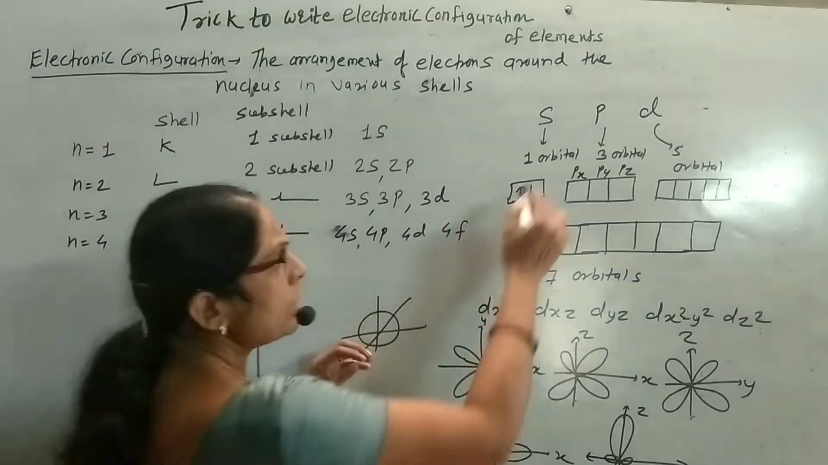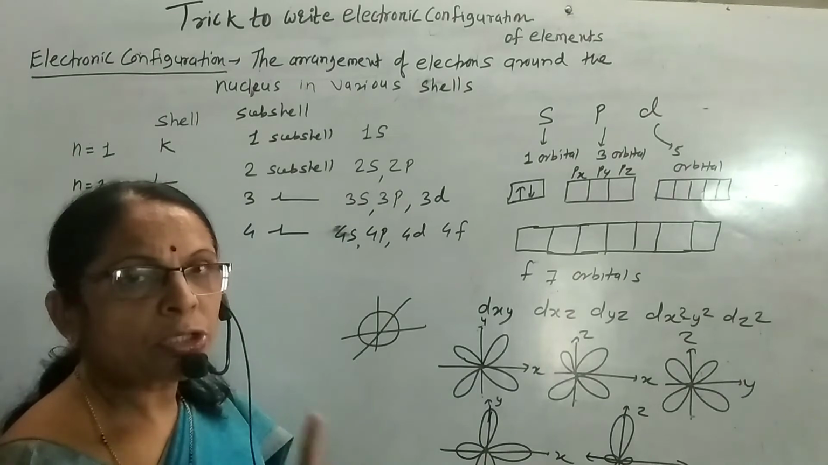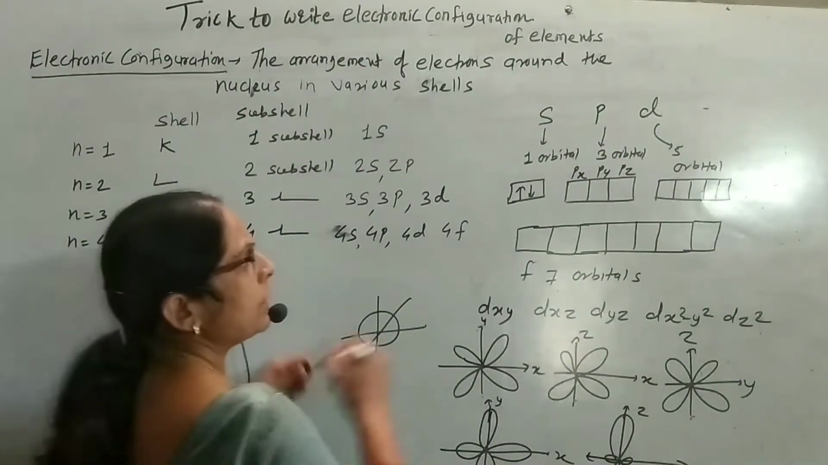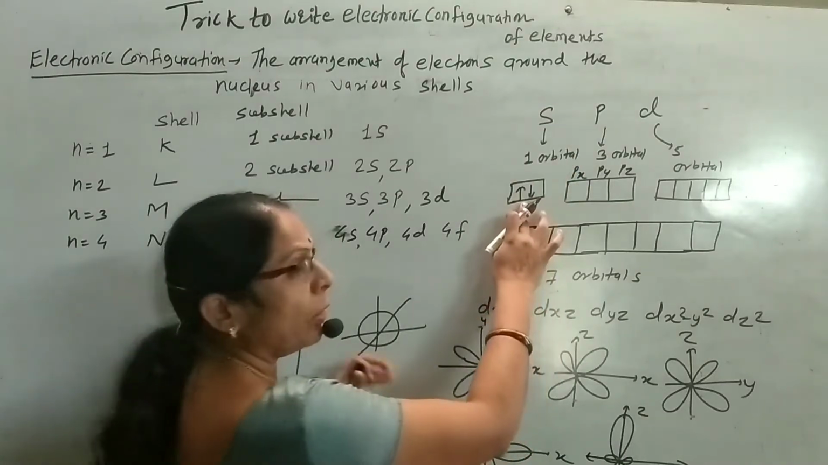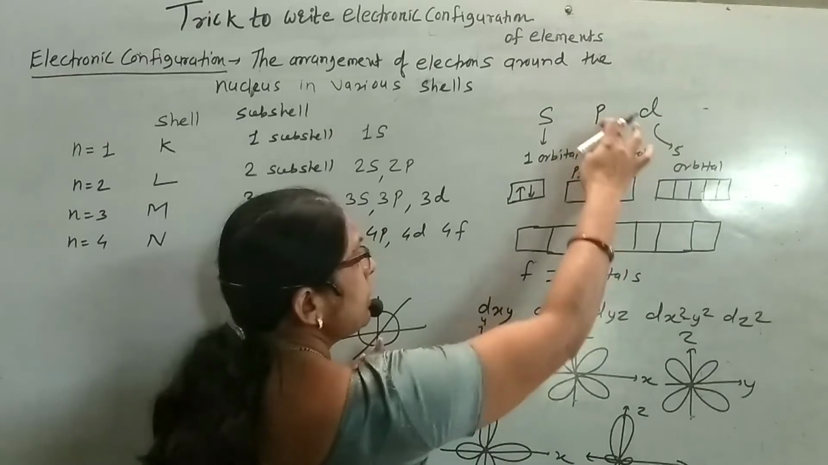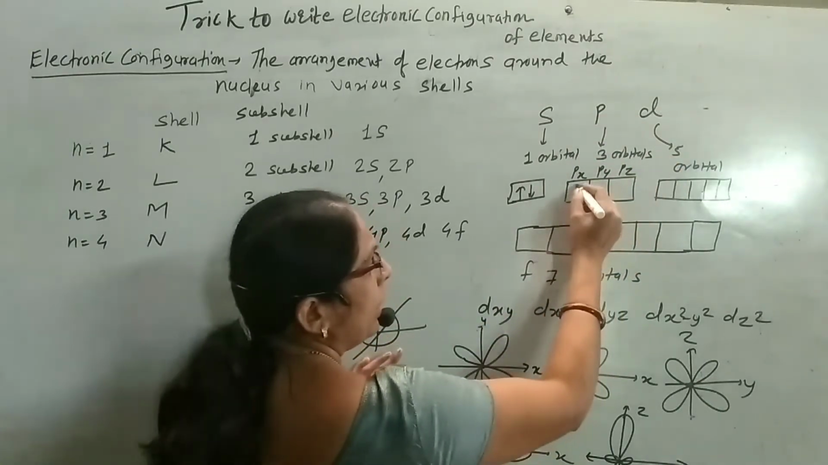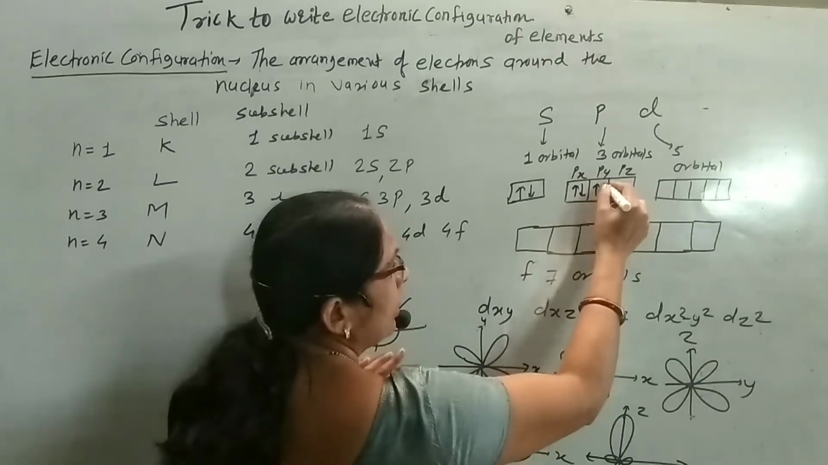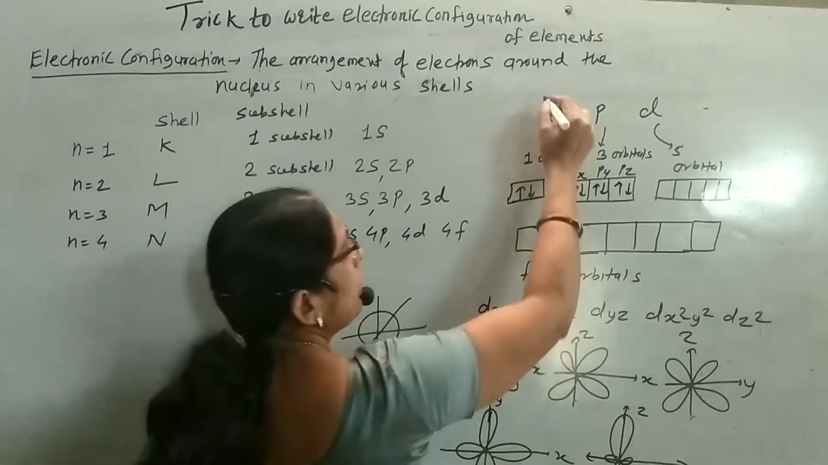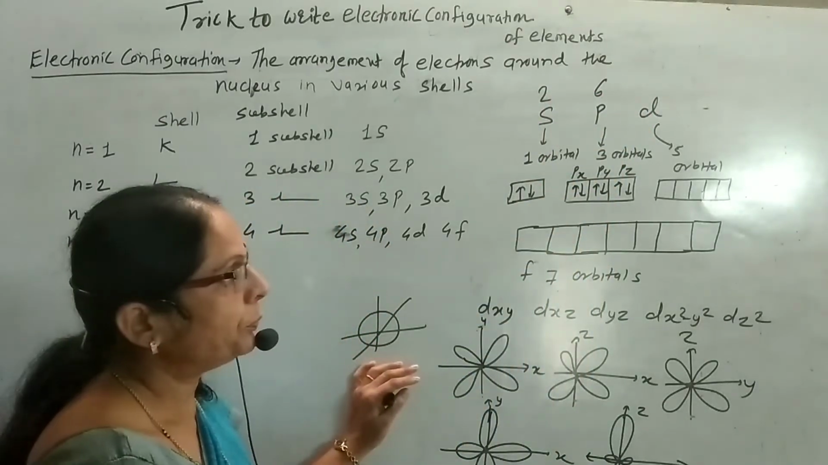Now each orbital has a maximum of 2 electrons. As S has only one orbital, it has a maximum of 2 electrons. P has 3 orbitals, so each orbital has 2 electrons, one in the upward direction, another in the downward direction. Therefore there are a total of 6 electrons in the p orbital.